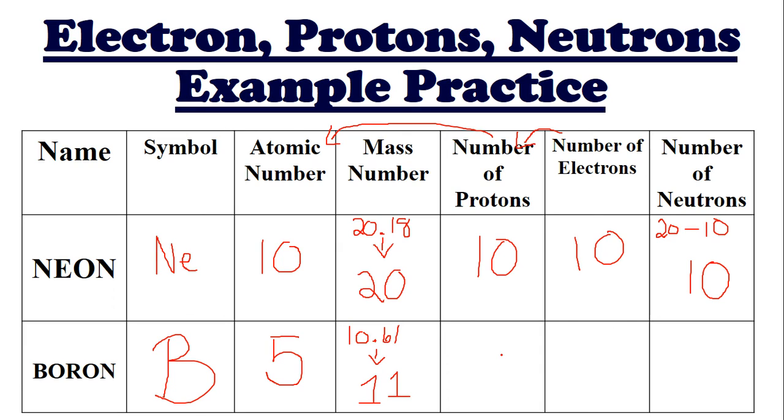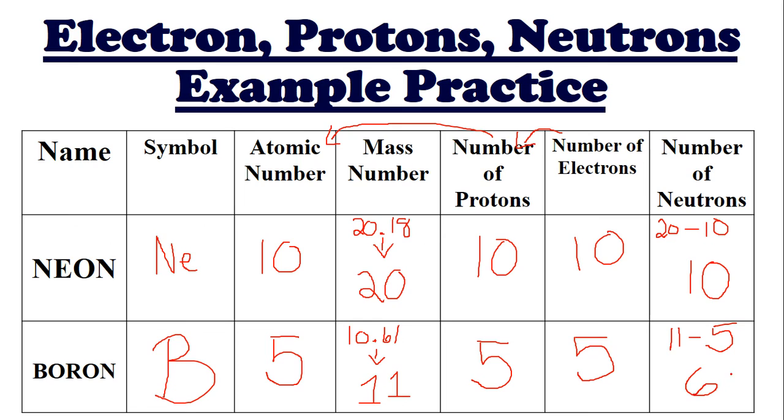Protons. Whatever you write for atomic number, you write for protons. Whatever you write for protons, you also write for electrons. Neutrons. This time we're going to do 11, because that's the mass number, minus the atomic number of 5. And 11 minus 5 is 6.